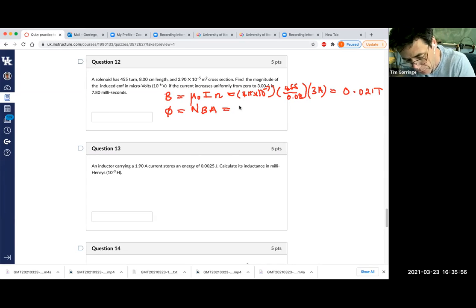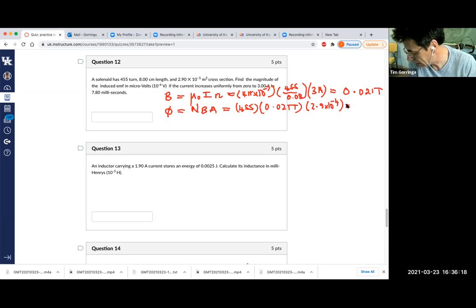We've got 455 turns. We've got a field that's 0.021 Teslas. We've got an area that we were told is 2.9 times 10 to the minus 5 square meters. And if I multiply those quantities together, I got 0.28 milliwebers, 10 to the minus 3 webers.